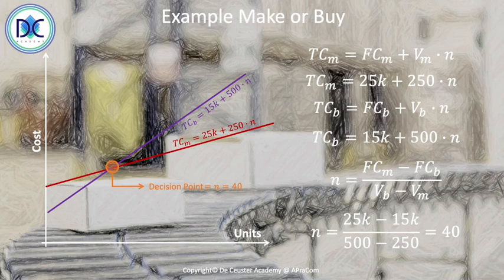So we find here that N is 25k minus 15k divided by the difference of the variable cost, which gives us a total of 40. So it means that we decide to make or buy at the limit of 40 units. When we need less than 40 units, we will buy the product or the service. When we need more than 40, we will make it.